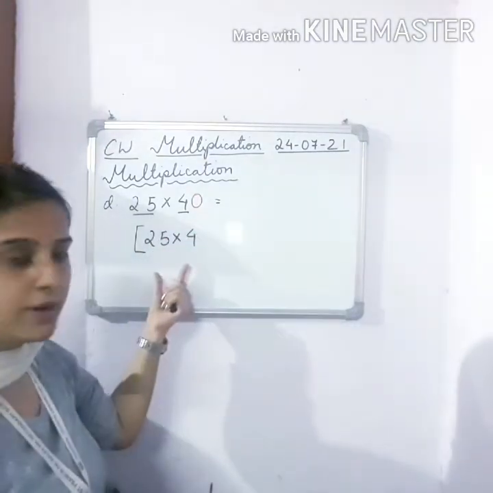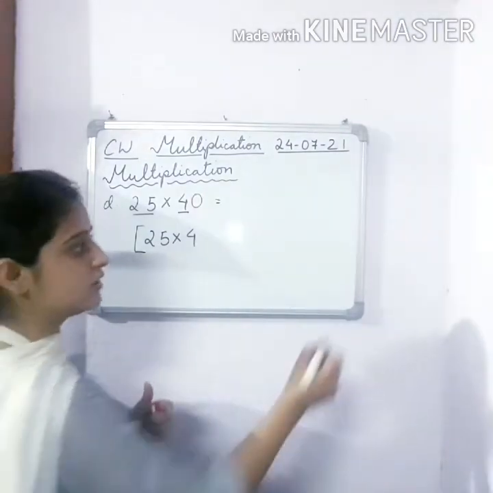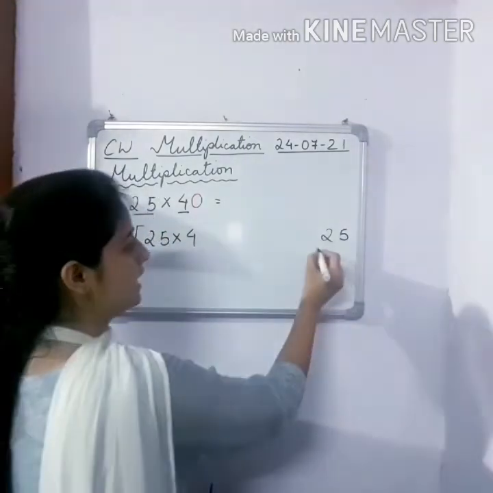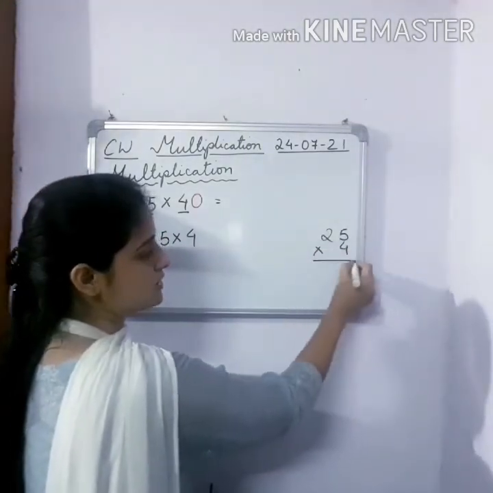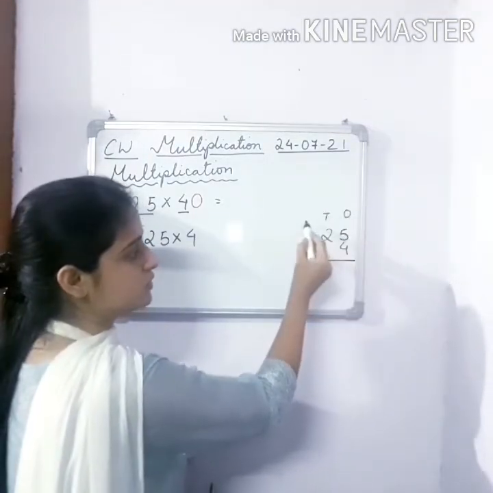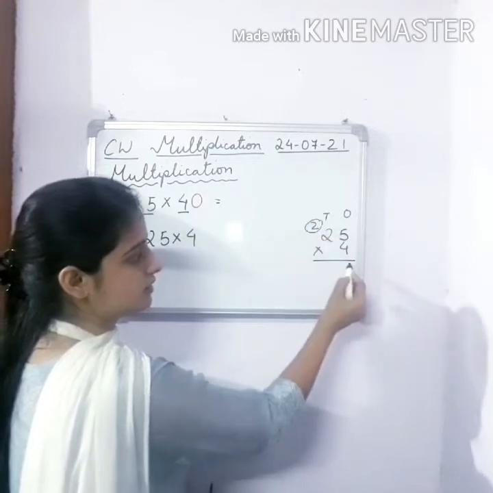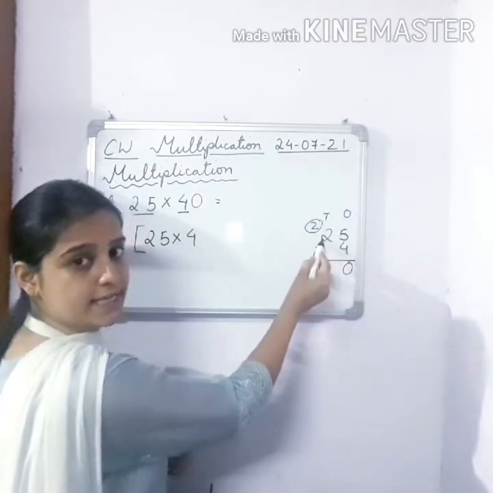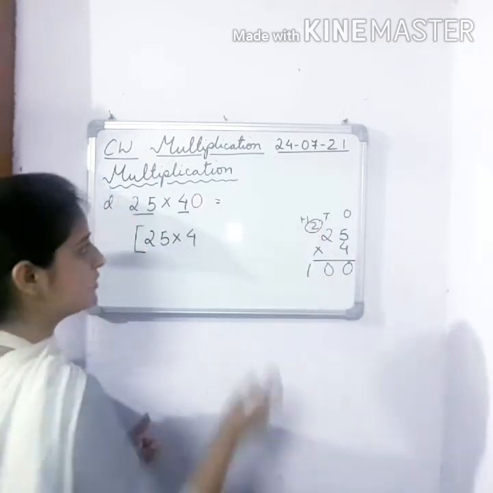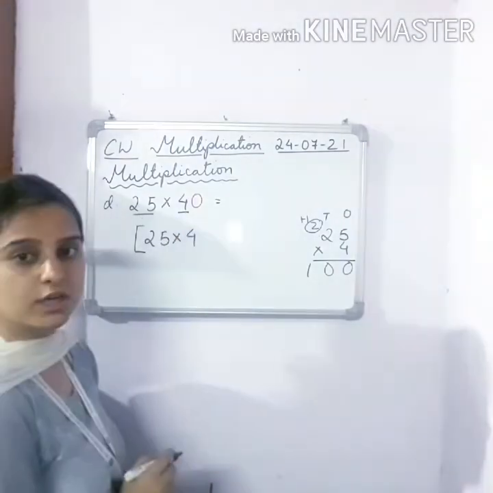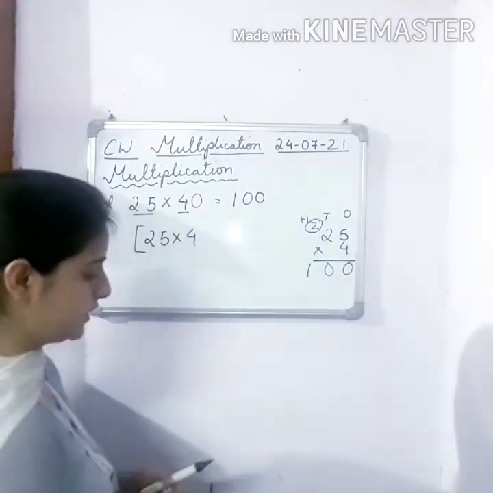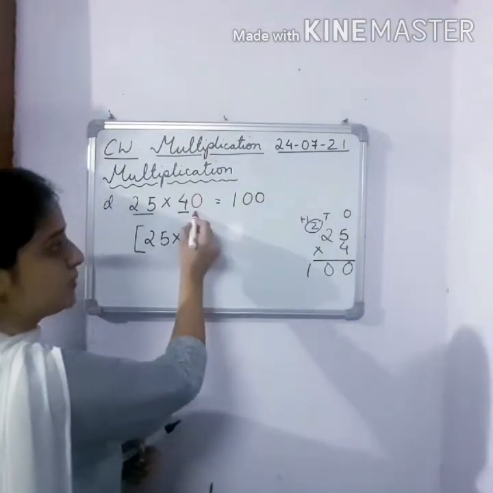If you cannot multiply directly, children, you can multiply in the rough space. So 25 multiplied by 4. We always start from ones place. 4 5s are 20. Then 4 2s are 8. 8 plus 2 is 10, so we get here 100. So 25 into 4 is what, children? 100.